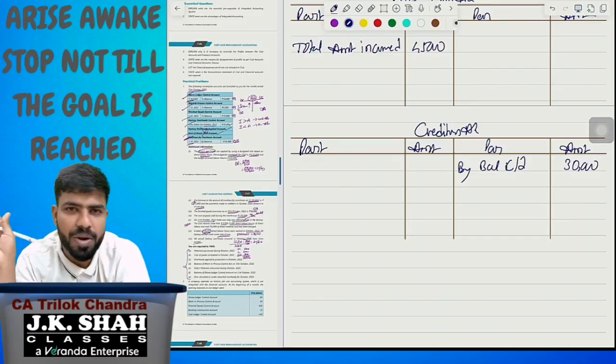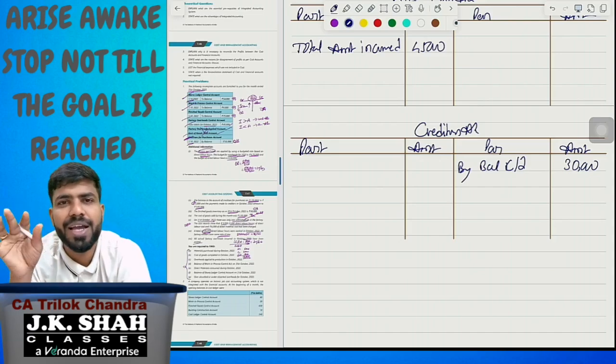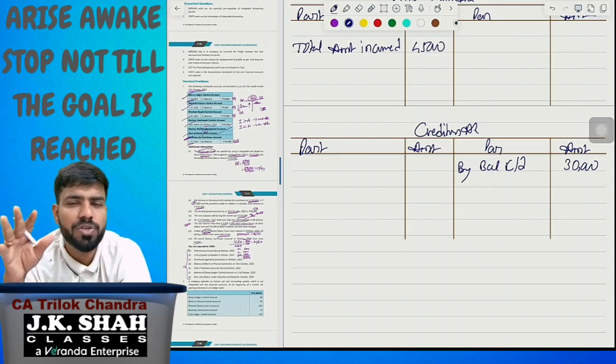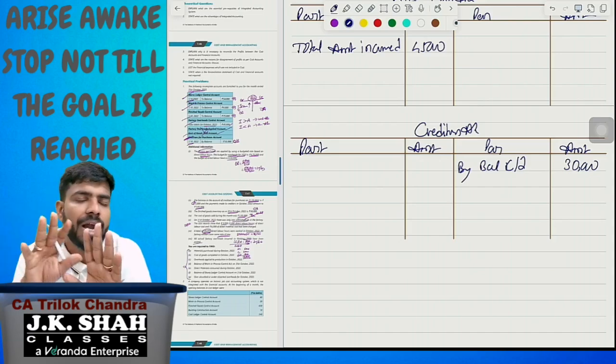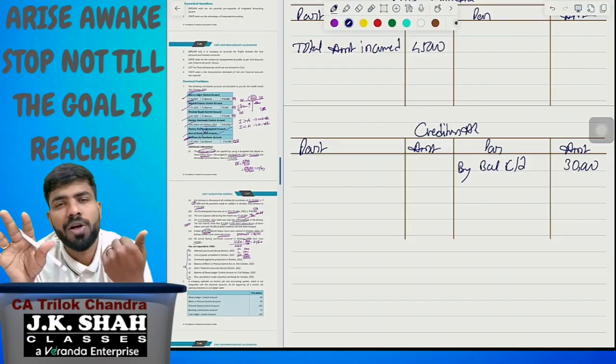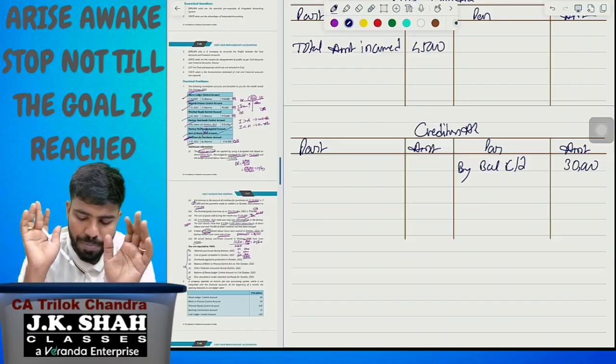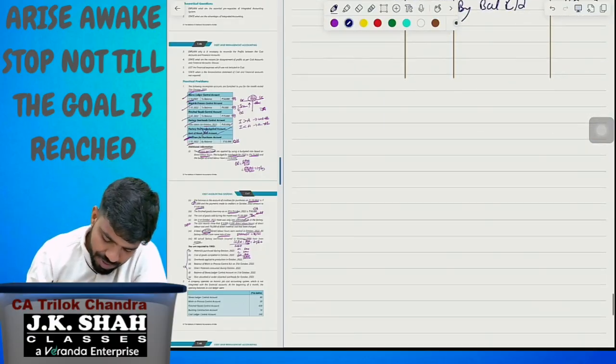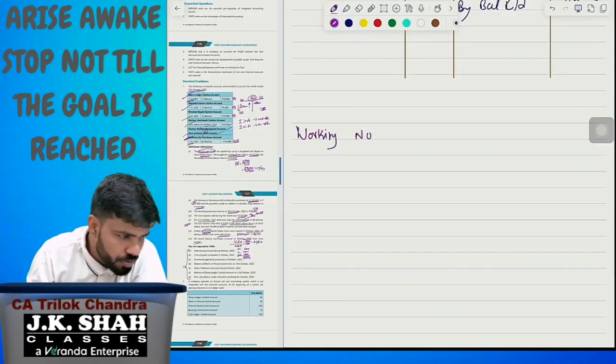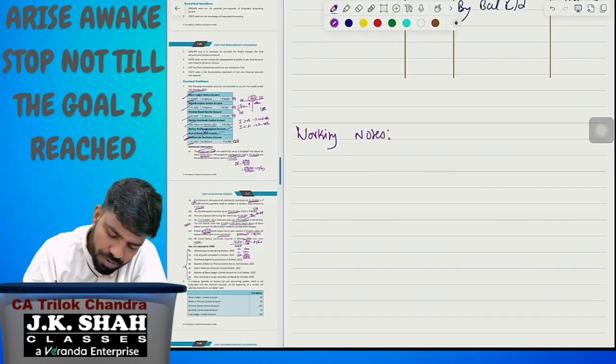See, in the study material, they had given a solution in a different format. I'm not going to follow that format. Each and everything they calculate separately, which is not required. You just open the ledgers they gave and complete all the ledgers, and you'll get all the answers. Let me go step by step. First, let me write the working notes, going point-wise.